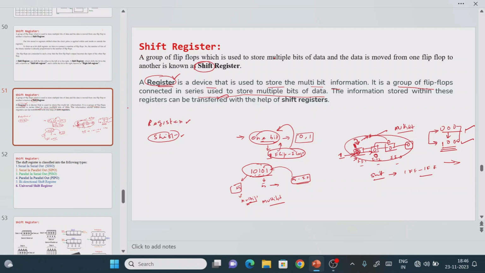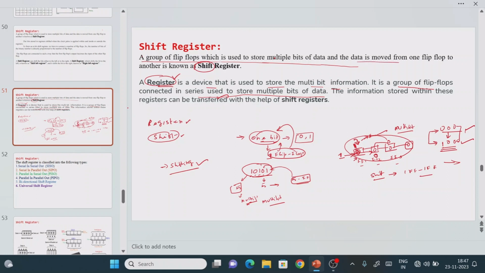In real time we have different shifting operations, so based on our requirement we have different types of shift registers. First we will see the definition. If you observe here, it is a group of flip-flops which is used to store multi-bit information.